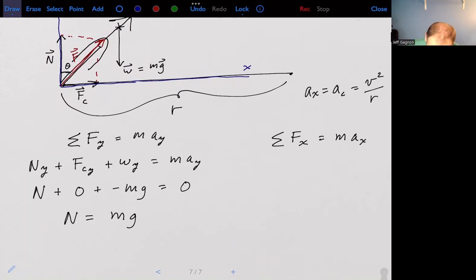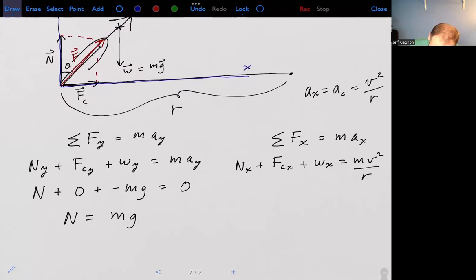So if I want the sum of the forces in the x, that means I want the x component of the normal force plus the x component of the centripetal force, which is that static frictional force, plus the x component of the weight. That's got to equal mv squared over r, because ax is ac, which is v squared over r.